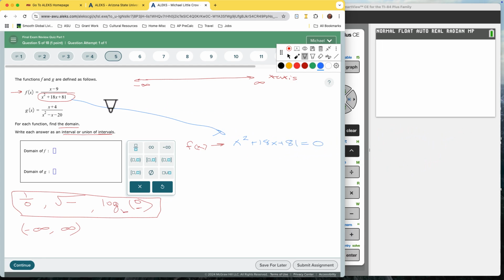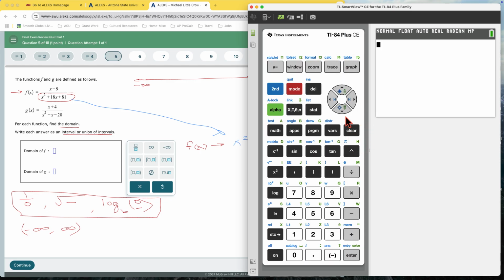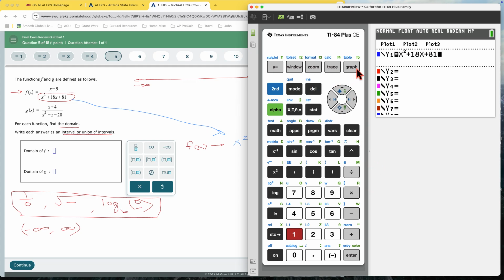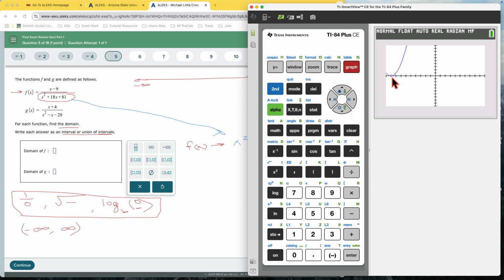I'll show you maybe with the graphing calculator. We can do this, and we can also do it with factoring. Let's go with the graphing calculator method first. X squared plus 18x plus 81. So I'm going to graph it. Graph button. Wherever it crosses the x-axis, that's what needs to be taken out, right? And this is 1, 2, 3, 4, 5, 6, 7, 8, 9. Negative 9 is going to need to be removed because that's where we get 0.